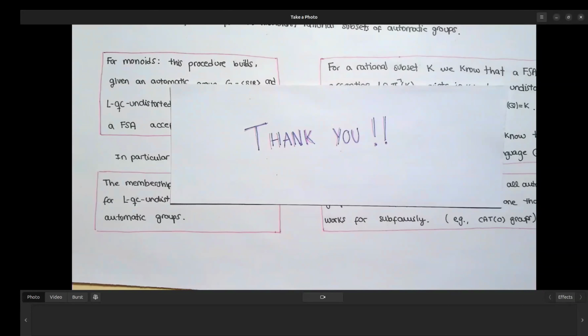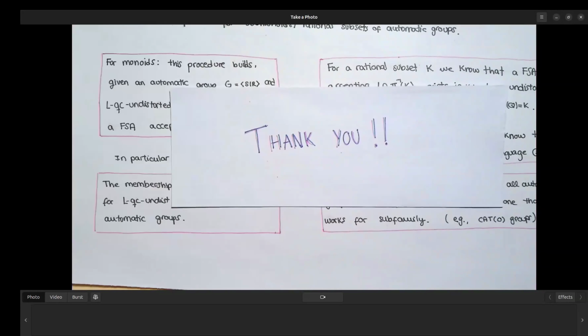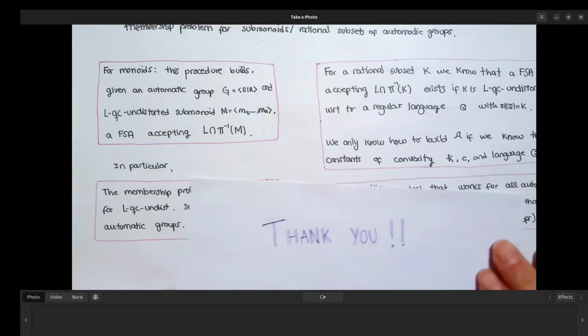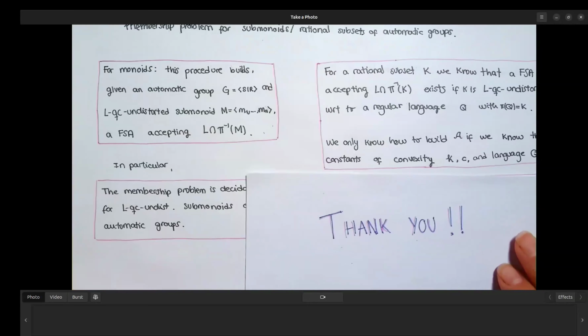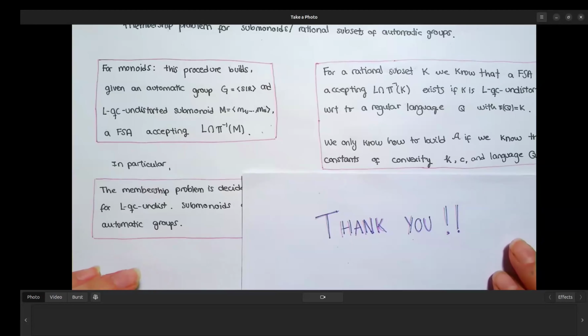I would have a question. On the last page, you said that you only know how to build this finite state automaton if you know the quasi-convexity constant. Is that the case? If you know the quasi-convexity constant, can you bound the number of times you apply these folds during the process? Yes, exactly. I know that I have to repeat my iterative process up to a finite number of times, and that finite number of times, which I called I0, you can calculate by looking at the Cayley graph and calculating things in terms of K and C.